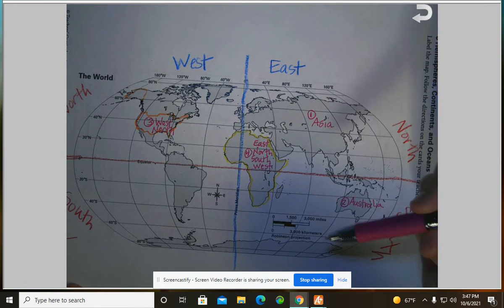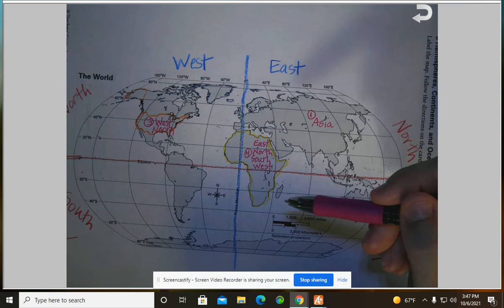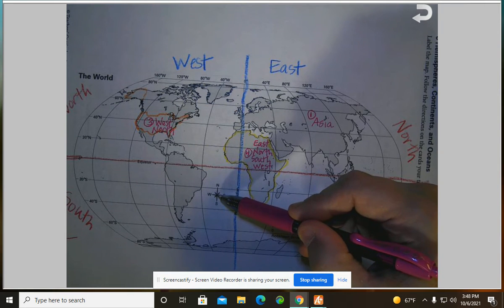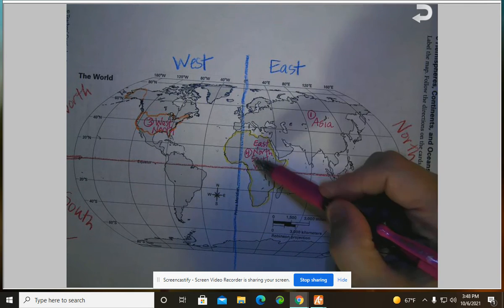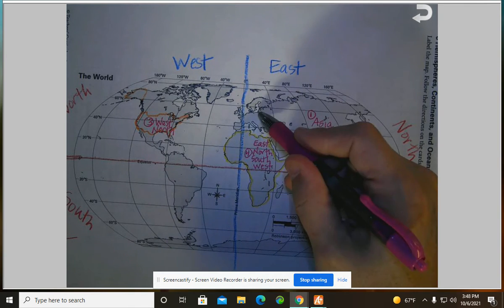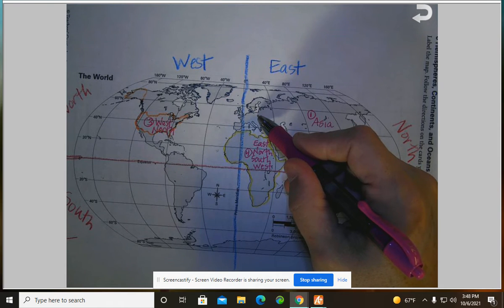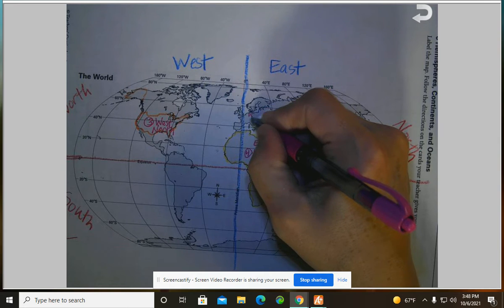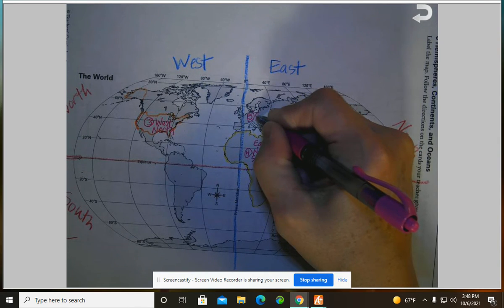Number 5, label the continent to the north of Africa. Looking at my compass rose, I see that north is up. So if I go to Africa and go up, this continent directly above it is Europe.